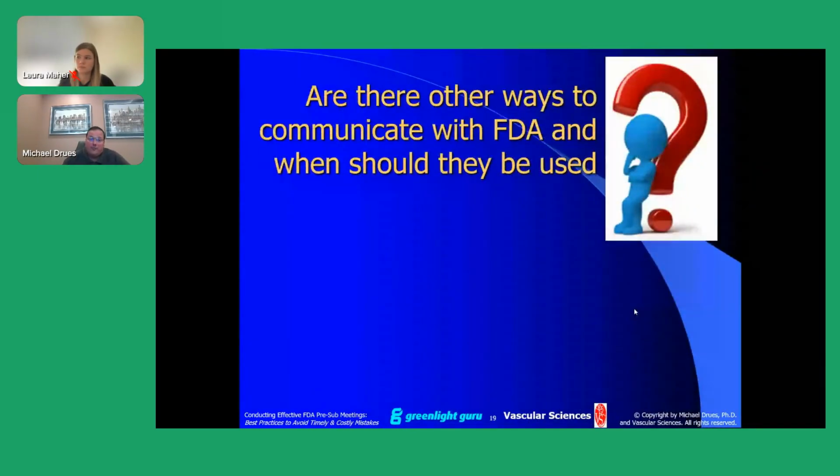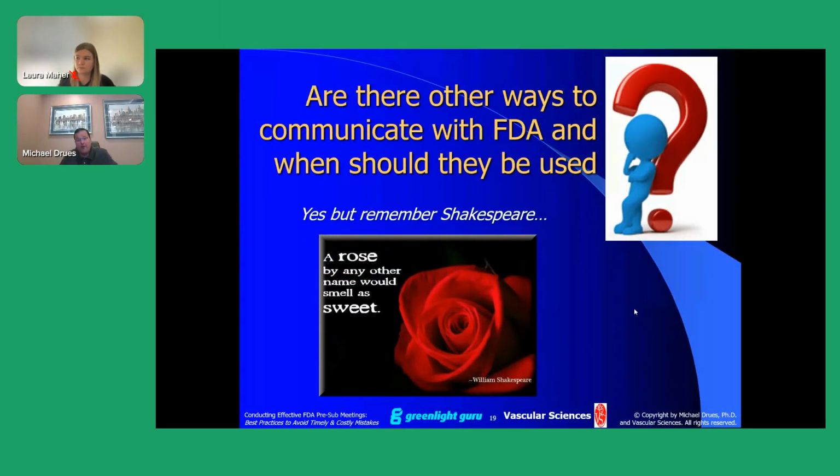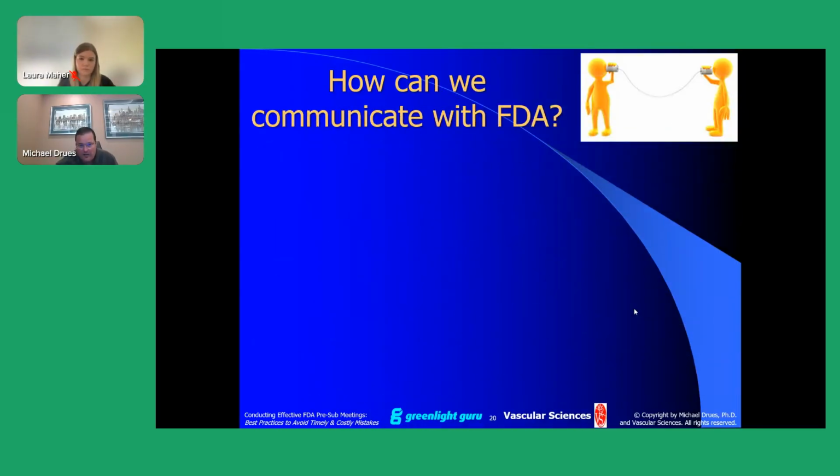Are there other ways beyond the pre-sub that we can communicate with the FDA? And if so, when and should they be used? Well, remember, as Shakespeare said, a rose by any name still smells sweet. The most important thing is that we communicate with the agency. How we do it, whether it's with a pre-sub or one of the other mechanisms I'll tell you about now, that's totally up to you. Quite frankly, I don't care. The important thing is that we actually communicate and communicate effectively.